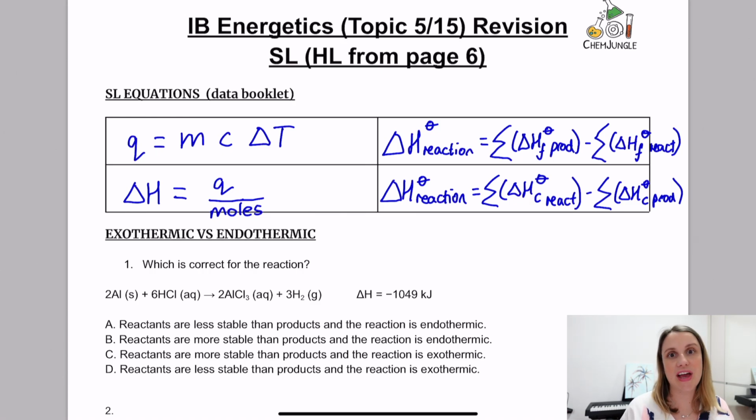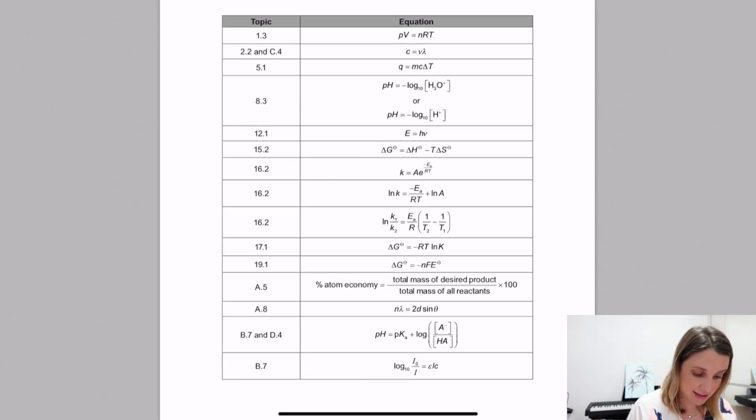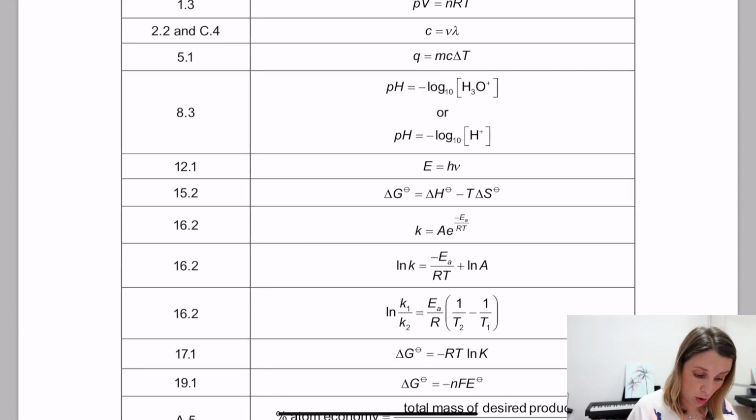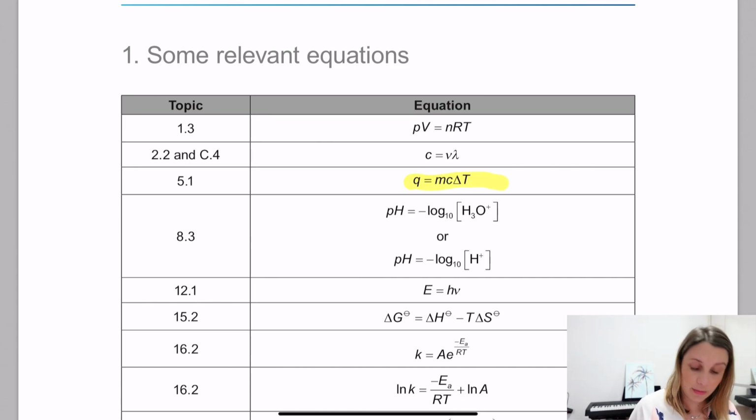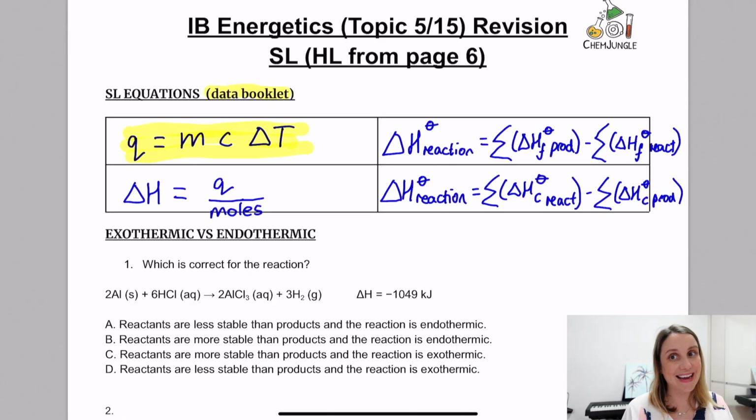Let's start by having a look at the equations in this unit and the equations that are in SL energetics to start with. So the first one, and in fact the only one of these equations that is in the data booklet, is this one here, which is Q equals mc delta T. In the data booklet you'll find this in table 1 under topic 5. So it exists there for you, but you still need to know what all of those letters mean and what units are required for that.